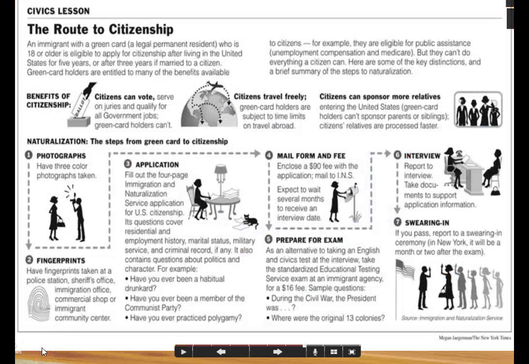In order to become a U.S. citizen, you can study this route and pause the video if you want to take a second to look over it. But this process is called naturalization. This is for anyone who is from another country. They move to the United States and they want to become a citizen. Included in this process is also taking an exam. And we're going to talk a little bit about that exam.